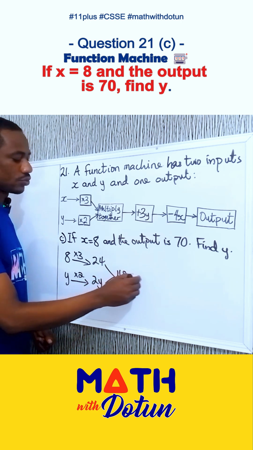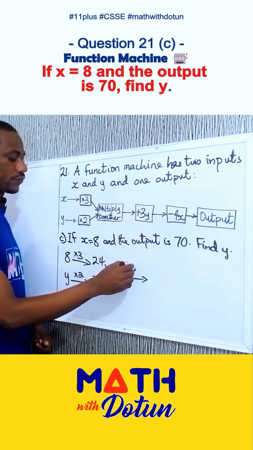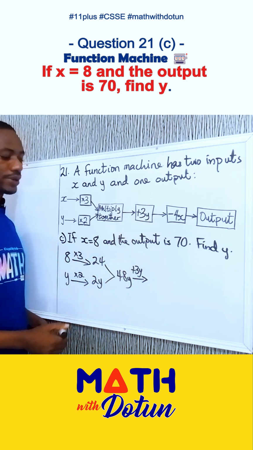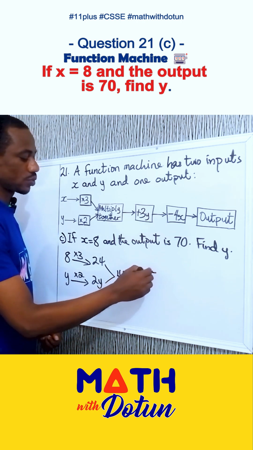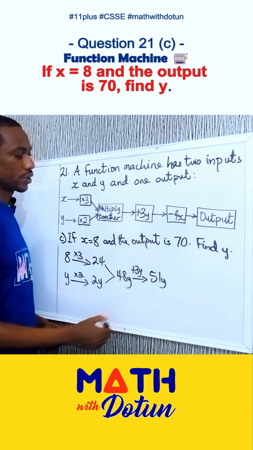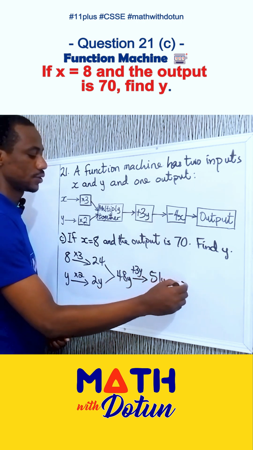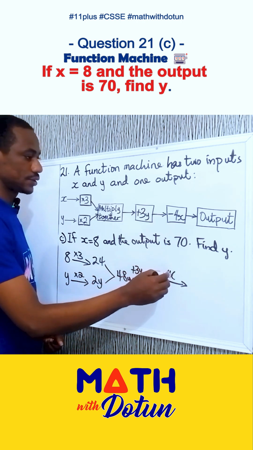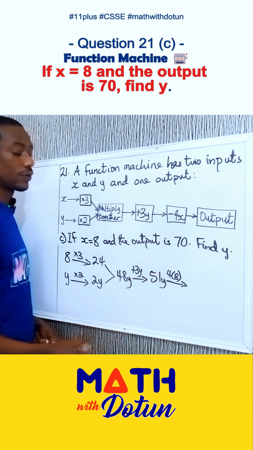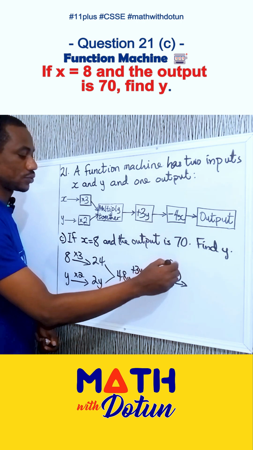All right, then we'll move on to add 3y. So 48y plus 3y, that will be 51y, right? And the next is for us to take away 4x. 4 times the value of x, which is 8. So 4 times 8 is 32, right? So we are taking away 32.